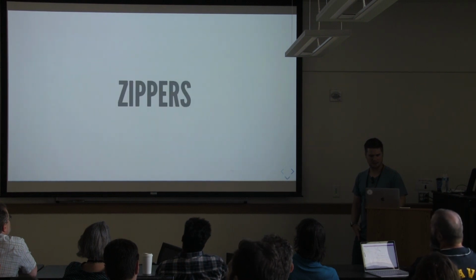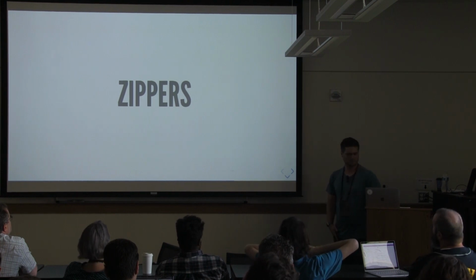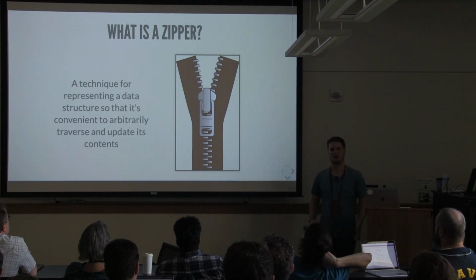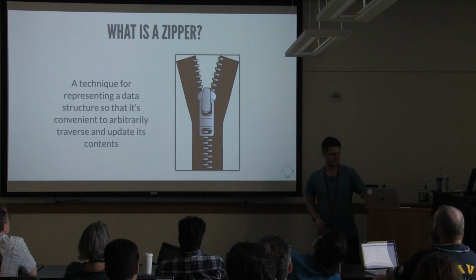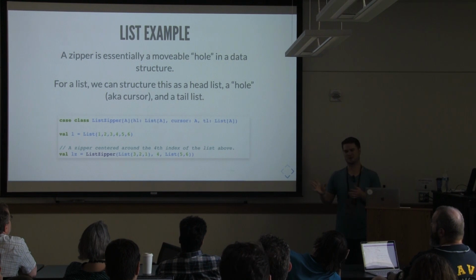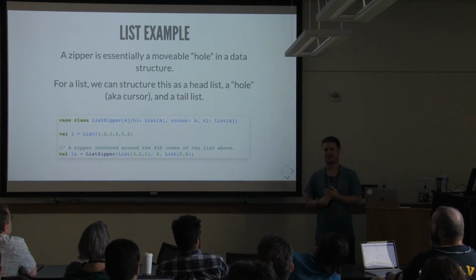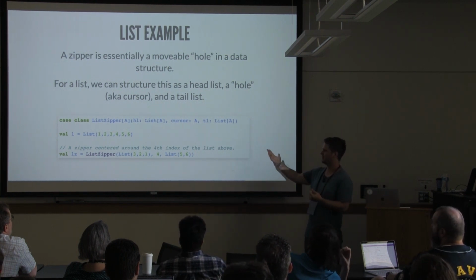All right. And last but not least, I'm going to talk about zippers. A zipper, you might argue, is not really a data structure. It's a different way of looking at a data structure. I will explain that a little more. At its core, a zipper is basically a hole on a data structure that you can move around, or you could also say a focus. So if we want to make a zipper on a list, we end up having a head list, a hole, and a rear list. Let me give a little example here.